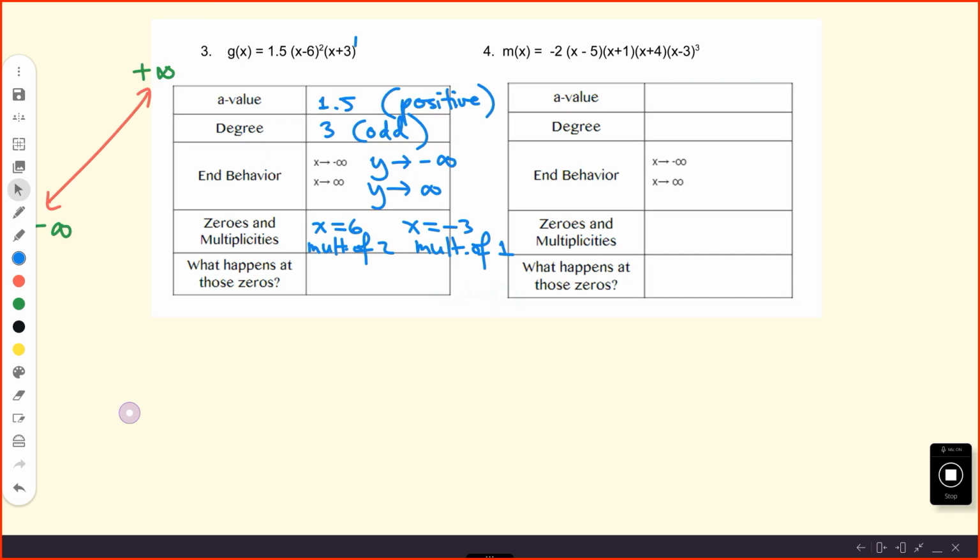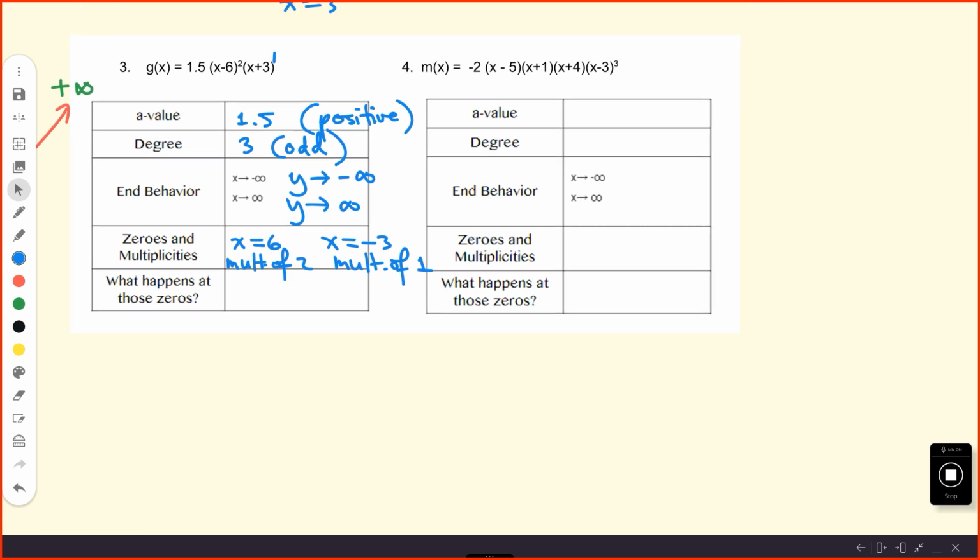Okay? So what happens at those zeros? Can you tell me what happens? At 6 it bounces, yes? And then at negative 3 it passes. Correct. So it bounces at x equals 6, or you say x equals 6 bounces, right? It doesn't have to be, as long as the word bounces and the zero is there, right? And then this one, pass through at x equals negative 3. Yeah.